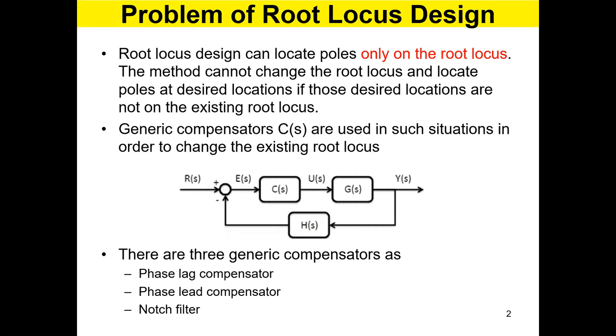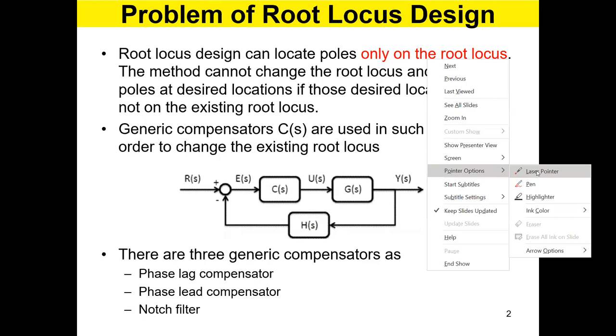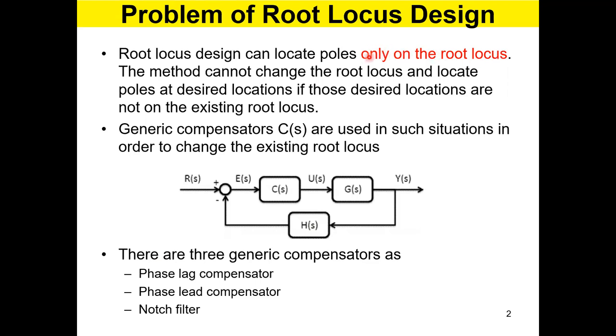As I said, the root locus is a solution and sometimes it can cause problems. Why? Root locus design can locate poles only on the root locus. That is why it is called root locus in the first place. Like for example, when you drive a car, you have to follow the road. You can go off-road, but generally it's not the case. If you want to get to another location, you have to pave the way to get there. You have to create the road structure, or else bend the road so that it goes to the desired location.